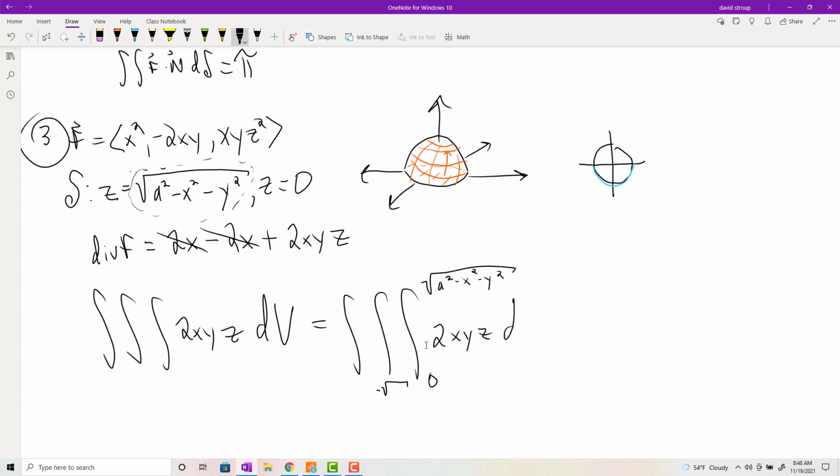Okay, so there's that. I'm going to try it in rectangular, I guess. Something tells me I'm going to convert to polar, but we'll see where I'm going with this.